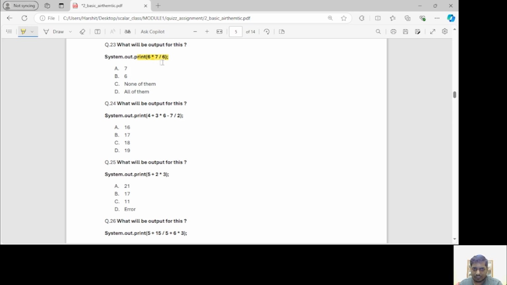First we'll see which one is the priority in the bracket. The multiplication and division both are in the same priority, but whichever comes from the left will get the first priority. On the left we see multiply. So 6 multiplied by 7 is 42, divided by 6 means 7. Got it or not? Got it?